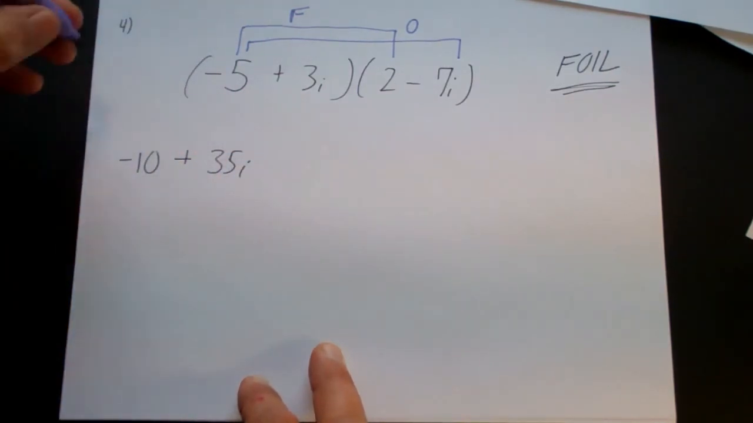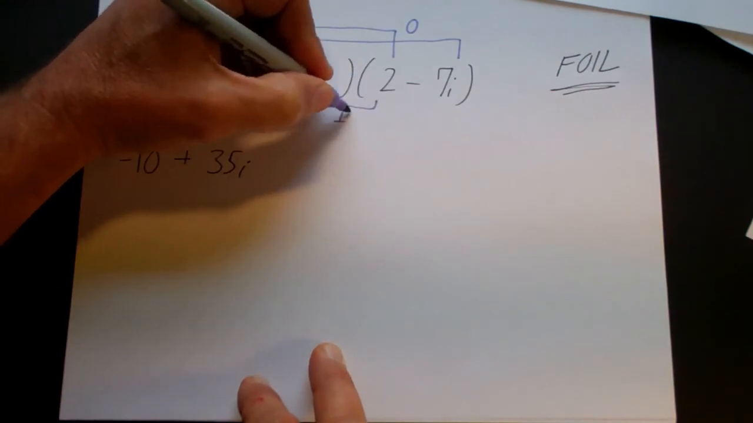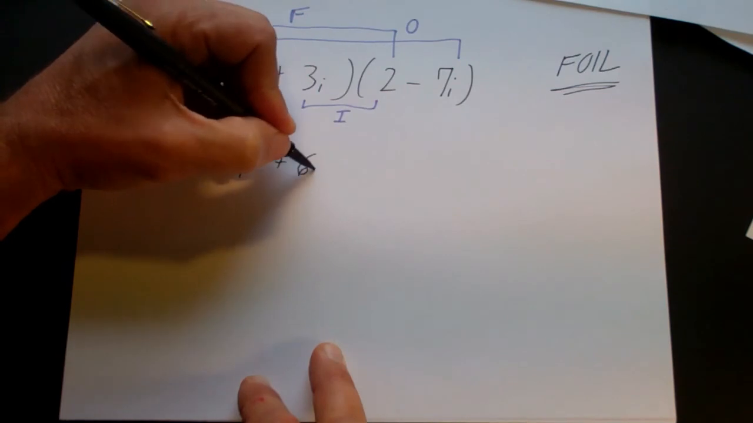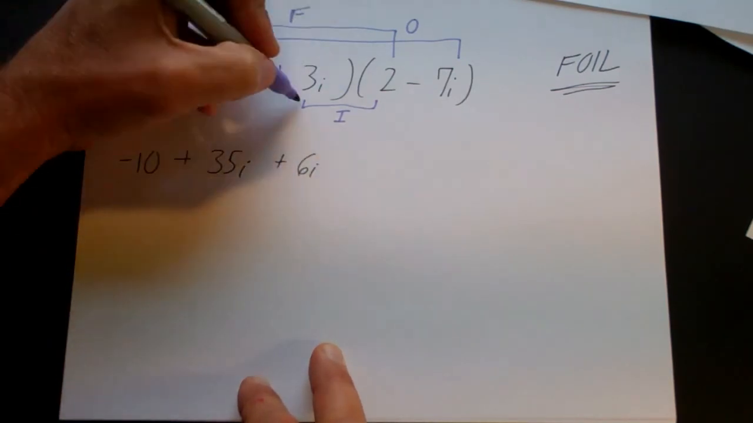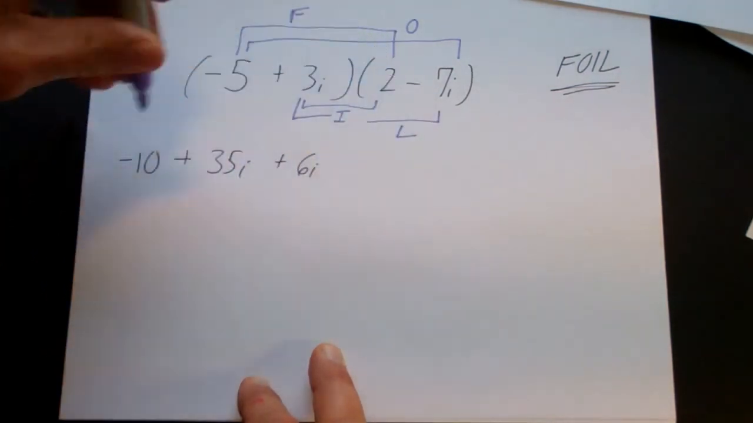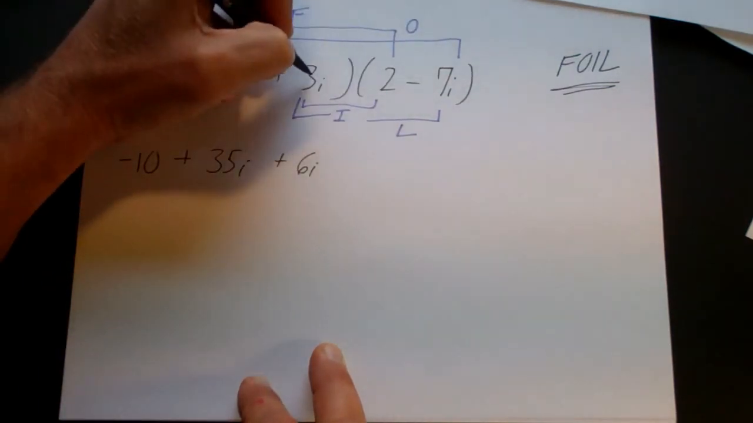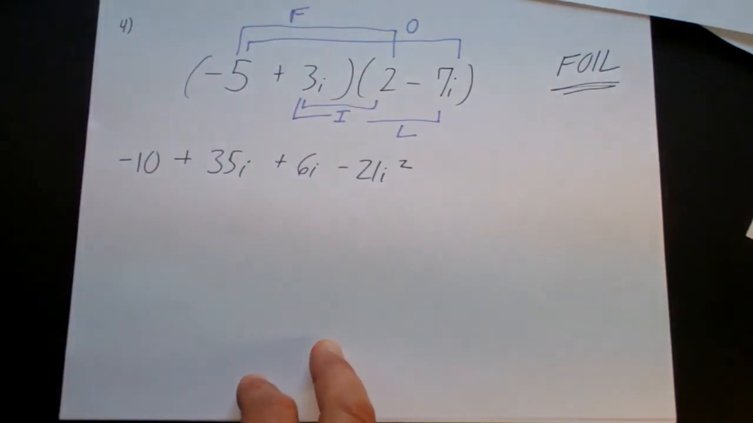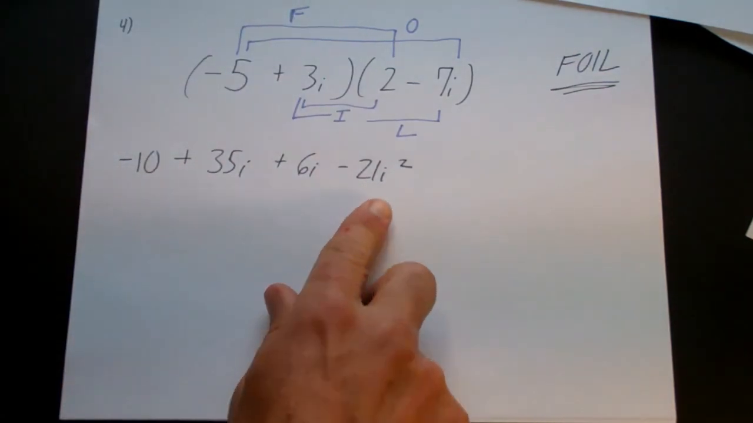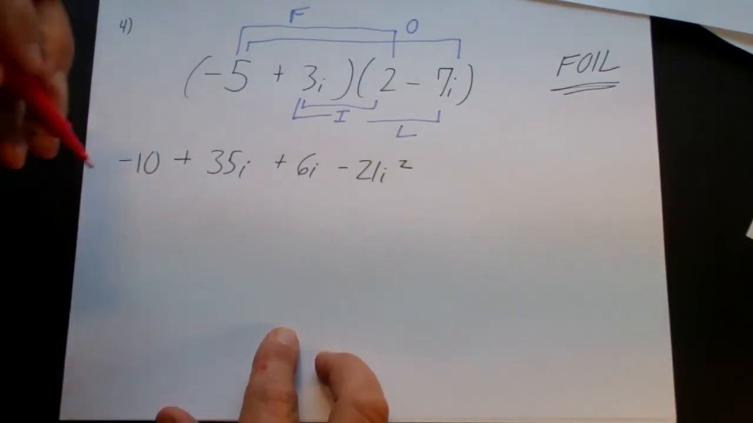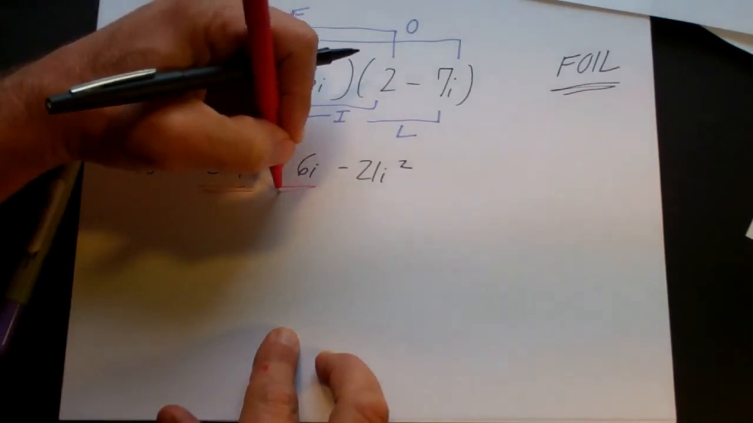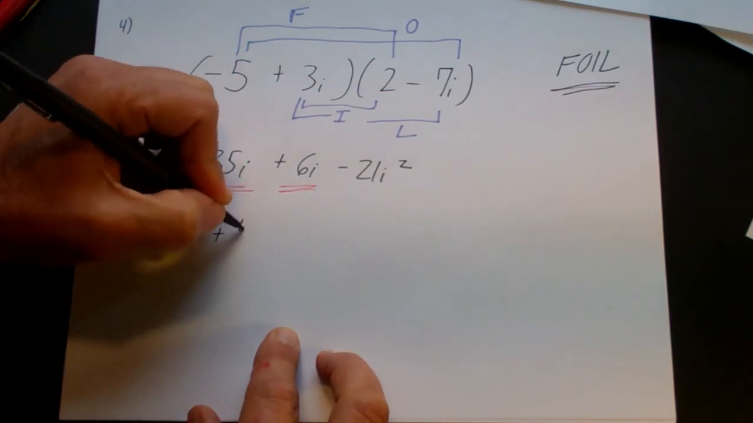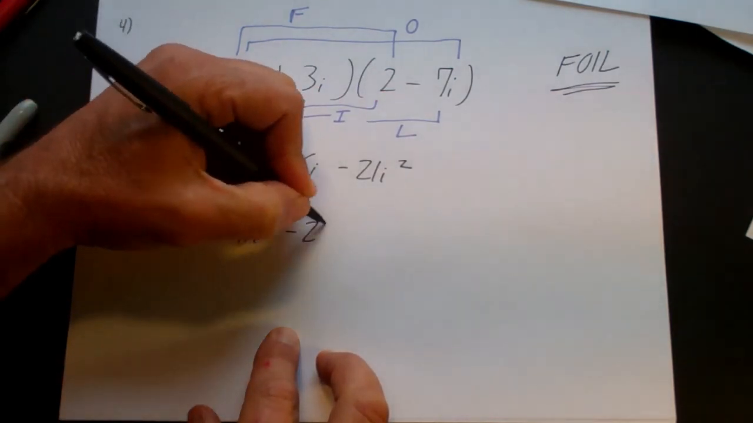And then the I stands for inside. So you have 3i times 2, so that's a 6i. And then the L stands for last. So you multiply the last term times the last term. That's 3i times minus 7i, which is a minus 21i squared. You can immediately simplify the i squared, but what I do instead is I combine the like terms. The 35i and the 6i are like terms, so you have minus 10 plus 41i minus 21i squared.